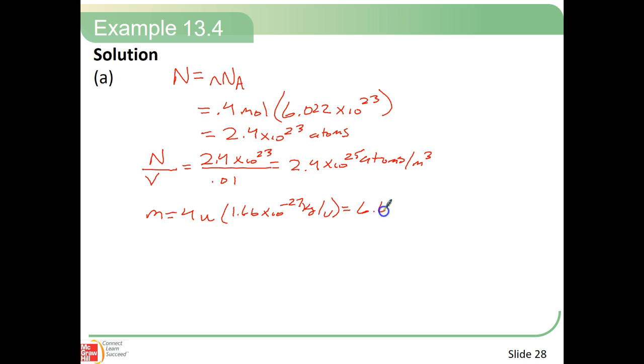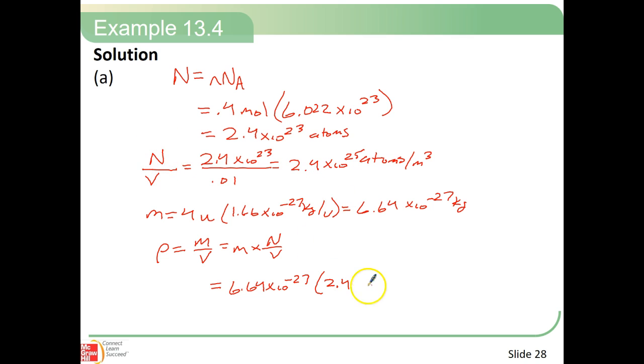And so that tells us that there are 6.64 times 10 to the negative 27th kilograms per atom. So our density is equal to mass per unit volume, which is equal to our atomic mass times N over our volume. So we're going to do 6.64 times 10 to the negative 27th kilograms times our N over V, which we said was 2.4 times 10 to the 25th atoms per cubic meter, and we get 0.16 kilograms per cubic meter. So that's our final answer for that part.